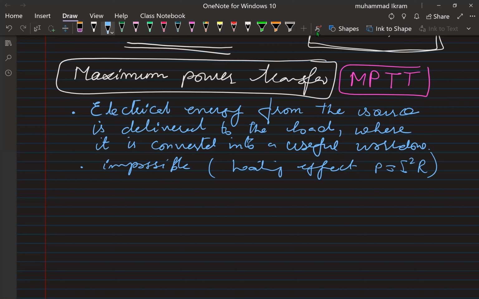But we have learned that the load size affects the power transfer from the supply source, right? This is what you have learned in chapter number 2, where we studied the maximum power output. The maximum power transfer theorem ensures the condition for maximum power transfer. The MPTT ensures the maximum power transfer.